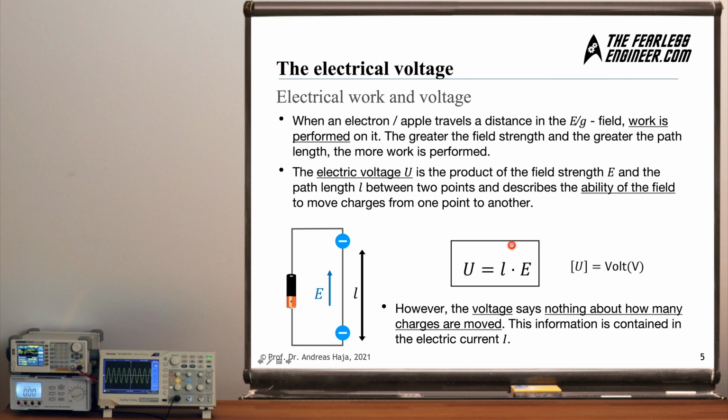And this is why we have this very simple formula here. The electric voltage is simply the product of length multiplied with the electric field. And we measure it in the unit volts, which is abbreviated by the letter V.